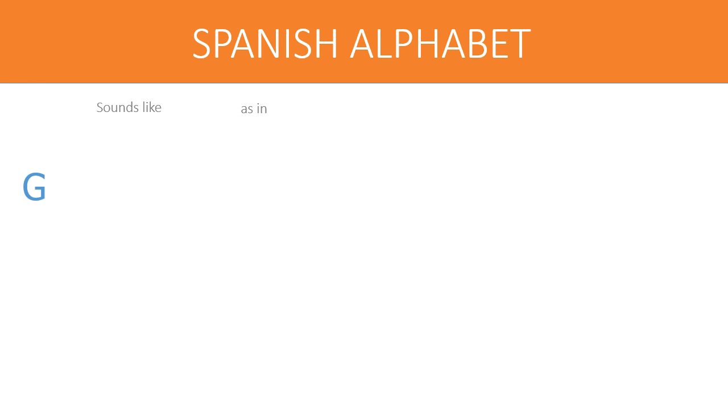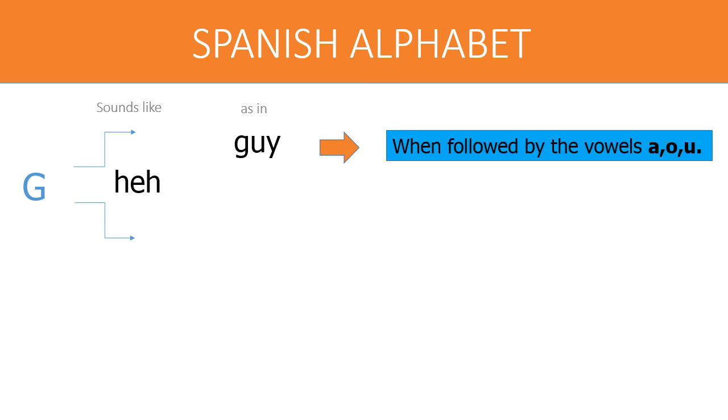Now let's move to letter G. Letter G in Spanish is G, and it also has two sounds, similar to what happens to letter C. The first one is similar to the one in guy, and this will apply when G is followed by the vowels A, O, and U. For example, the word gato means cat, and we see that the vowel A is on the right side of the letter G, so G is followed by the vowel A, so this rule will apply.